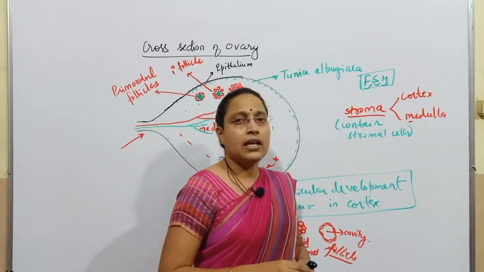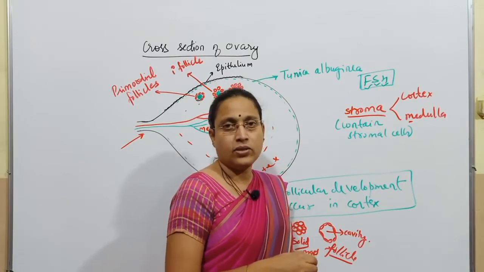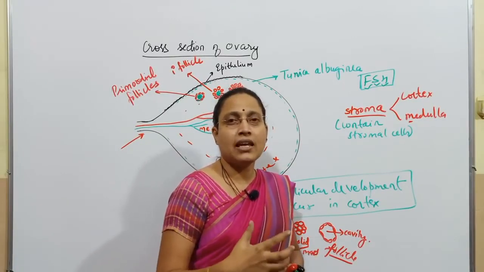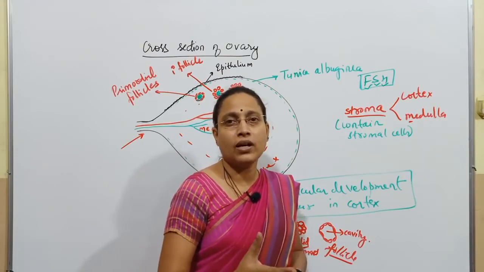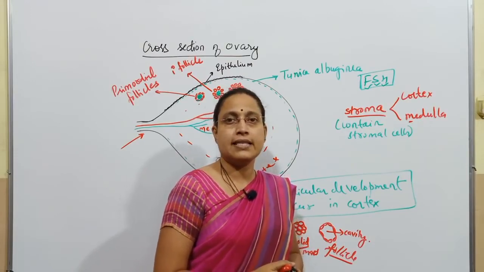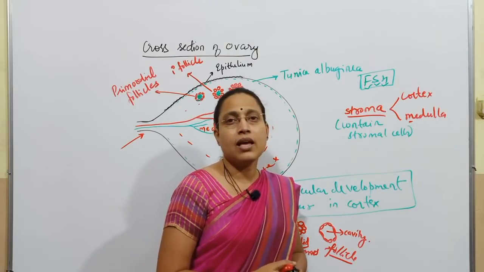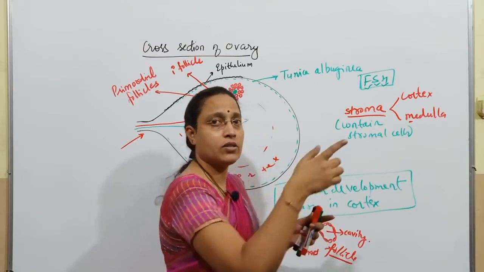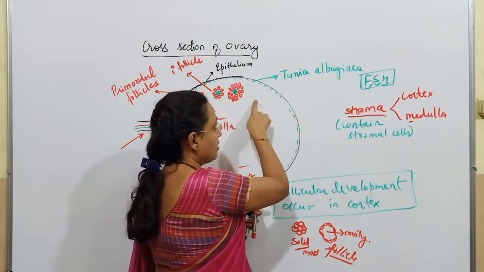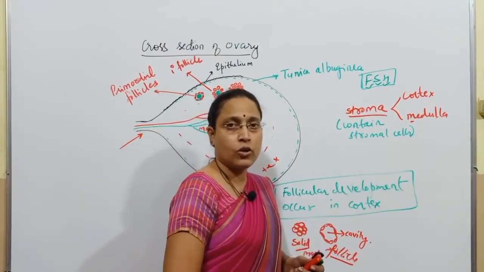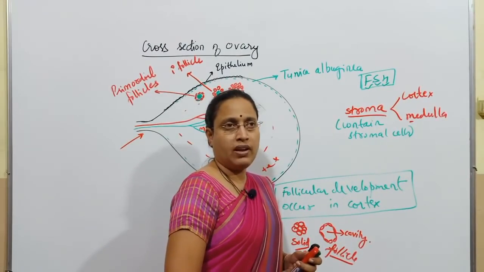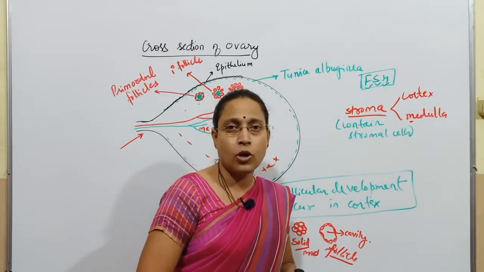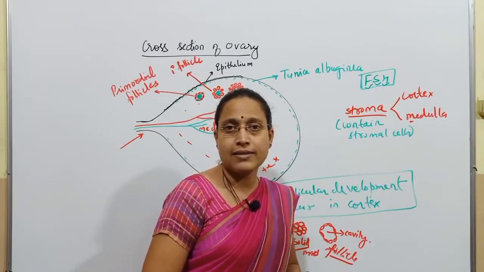When the number of layers keeps on increasing, at this point you can use a different word instead of follicle cells. You can use granulosa cells. Otherwise they are called follicle cells only, but when the number of layers increases, and in tertiary follicles increases still more, then instead of calling them follicular cells, you have to call them granulosa cells.